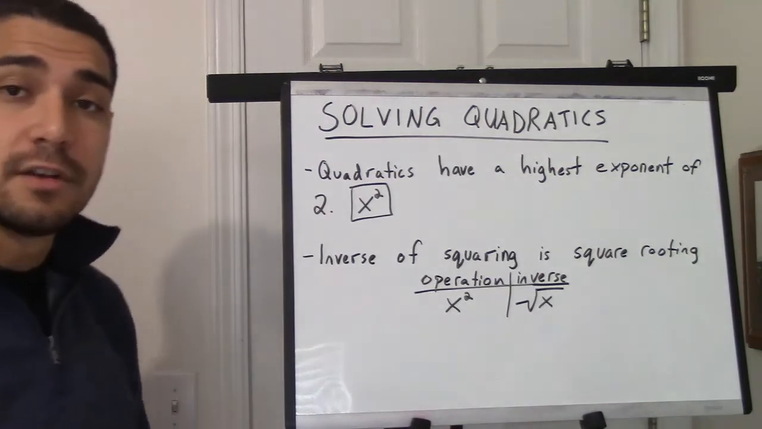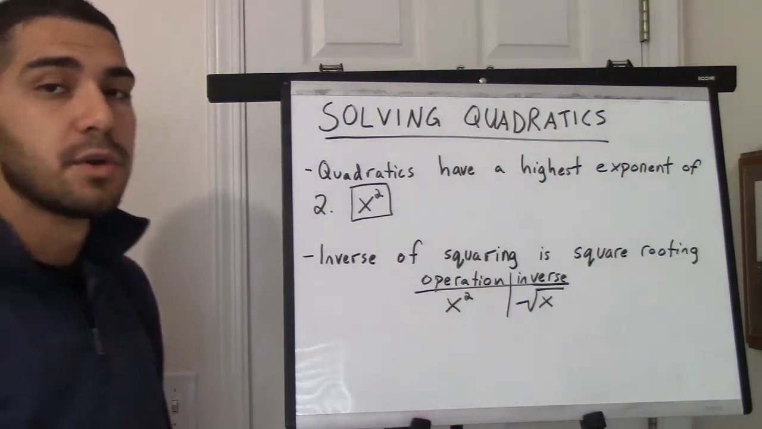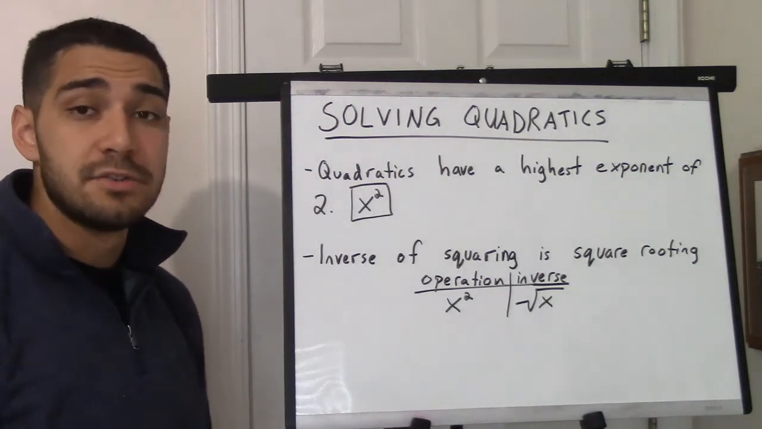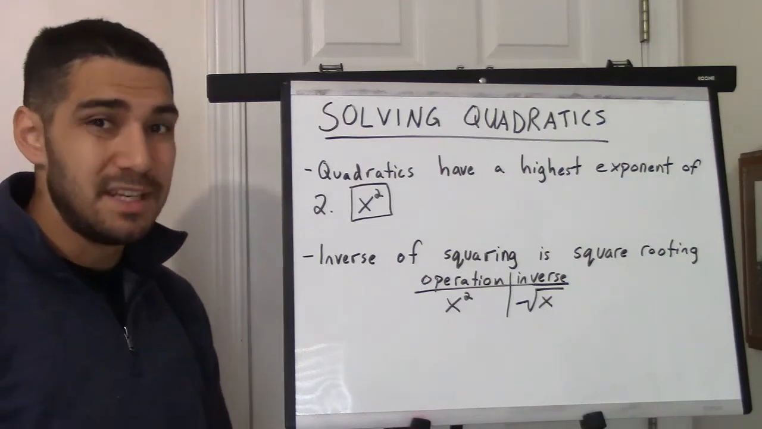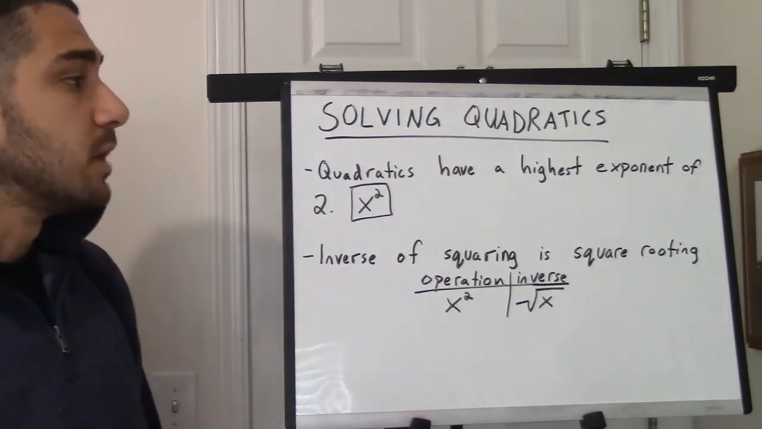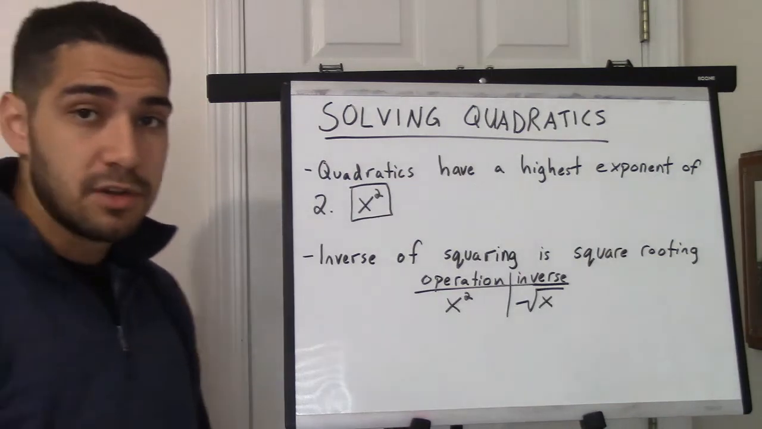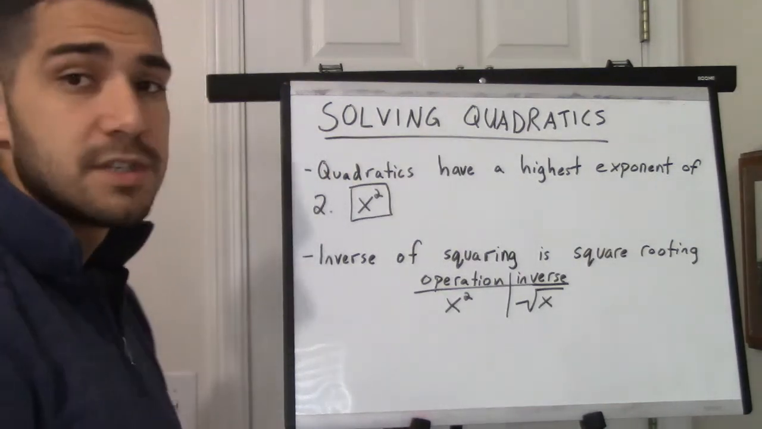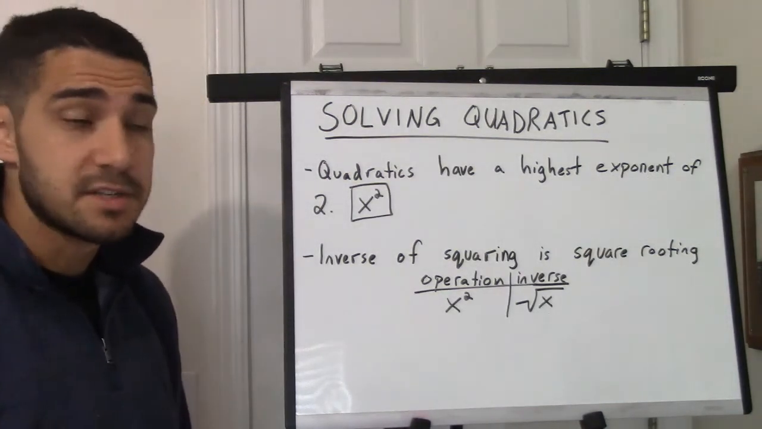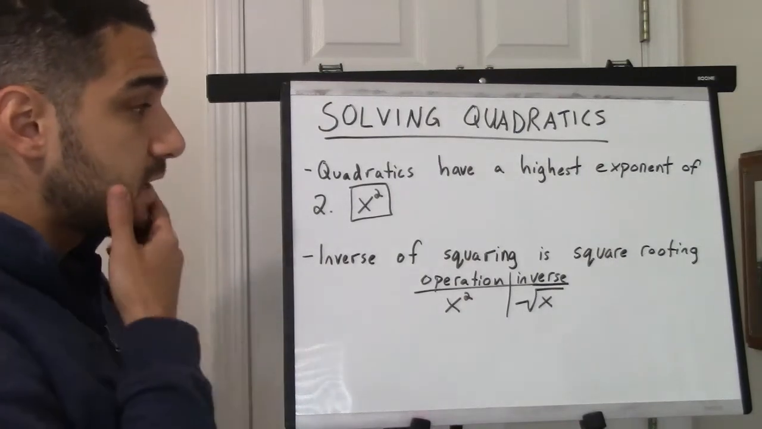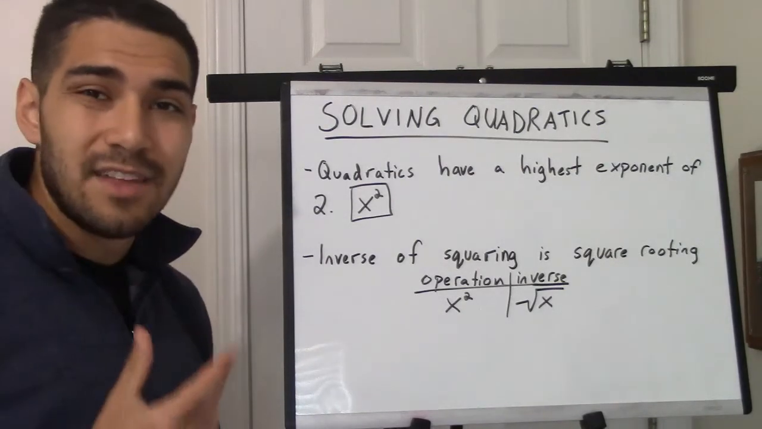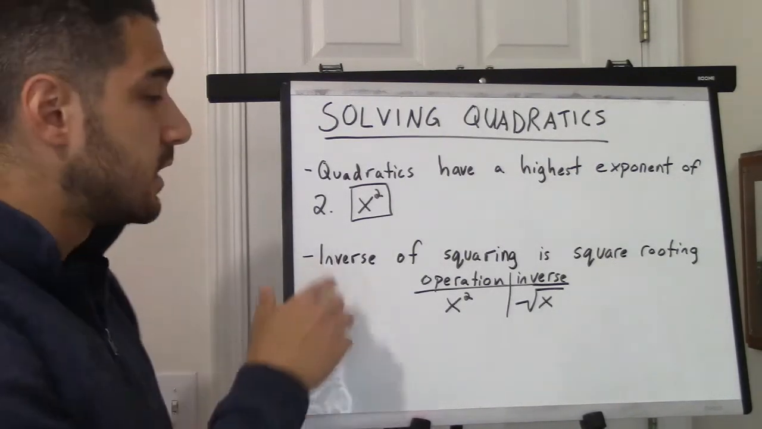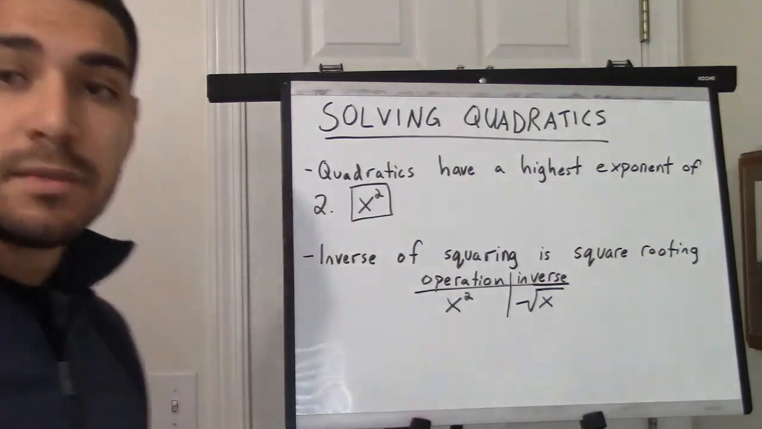So you should have learned about this in Algebra 1. It's going to be reintroduced in Algebra 2, and you're going to go a little bit deeper with quadratics. But we're going to be looking at how you can solve quadratics using the same steps that we talked about yesterday. Now, quadratics are equations that have the highest exponent of 2. In other words, you have an x squared in it.